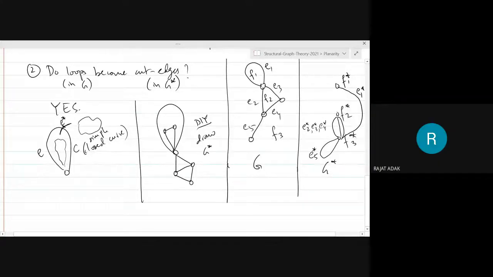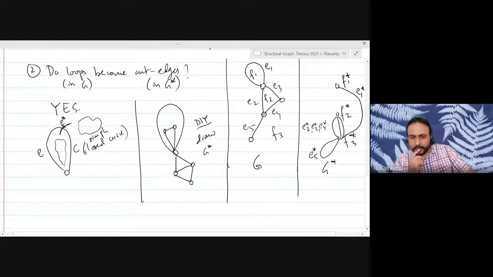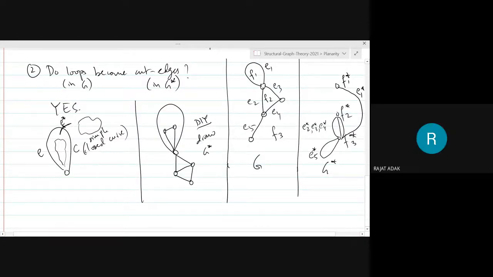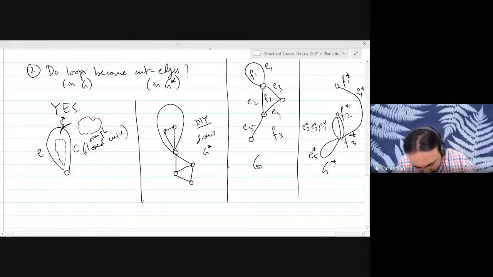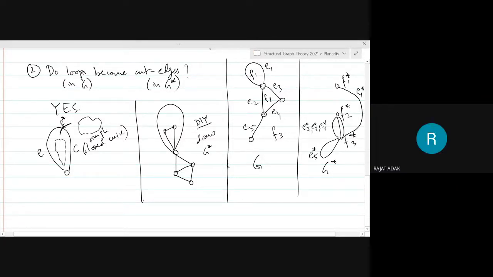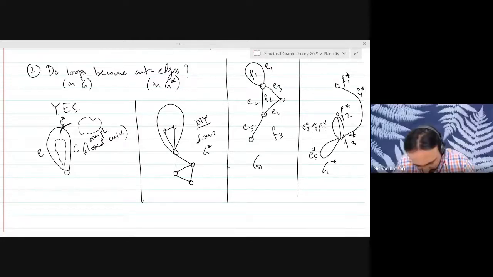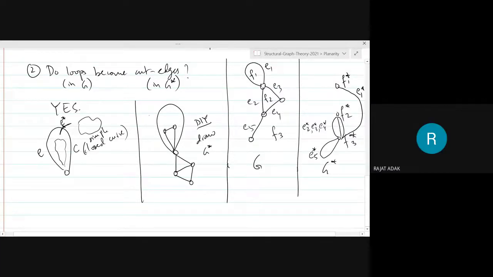I have a question. If E1 is a loop in the original graph, and F1 is the face bounded by that loop, then the vertex F1 star in the dual will always have degree 1, right? That's not necessarily true. Consider this example that I have shown you.